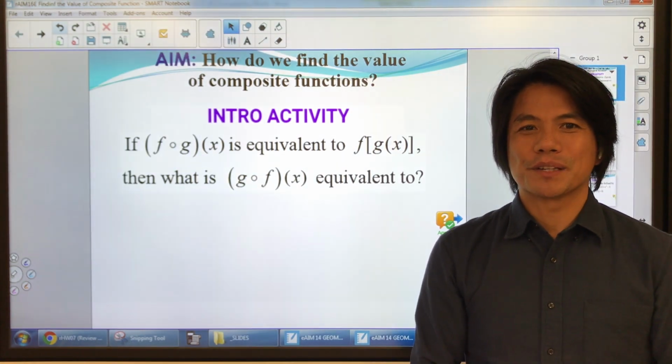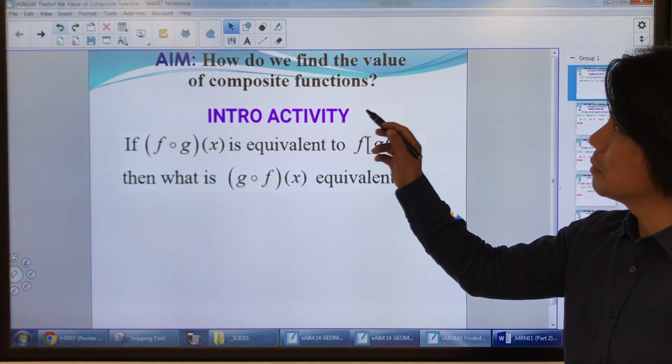Hello everyone, my name is Mr. M. Today we're going to learn how to find the value of composite functions.